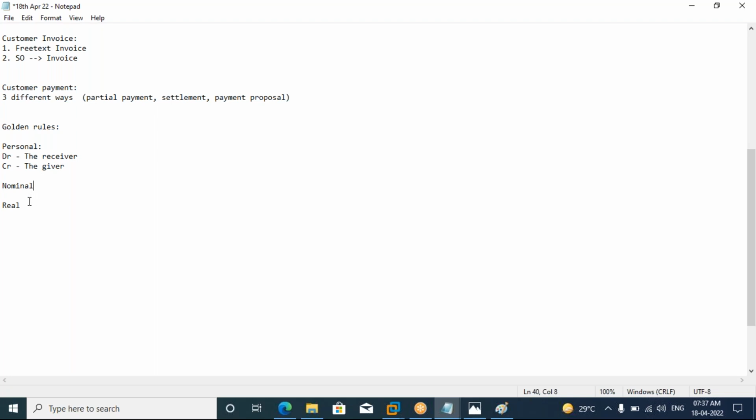Next, nominal. Debit all expenses. All expenses are losses. Credit all incomes and gains. Real: debit what comes in, credit what goes out.